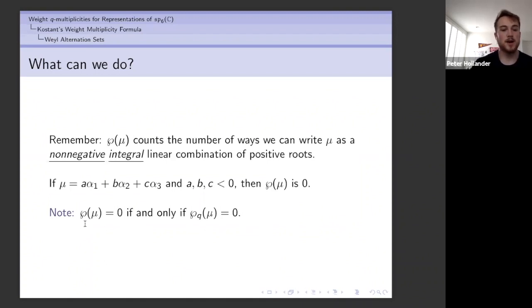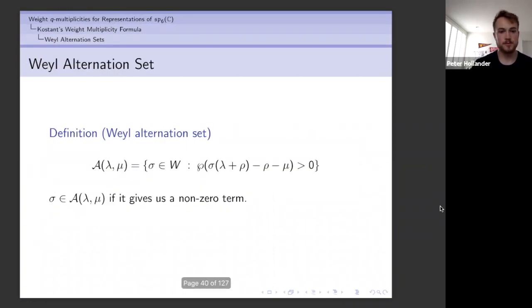That actually turns out to be really useful information, and we're going to combine that information with the fact that Kostant's partition function evaluates to 0 if and only if its q analog also evaluates to 0. So what we're going to do is define a Weyl alternation set, and that's basically just the elements sigma of the Weyl group which, when you consider their corresponding term in Kostant's weight multiplicity formula, if that term is greater than 0, so if it's non-trivial, then that element is going to be in our alternation set.